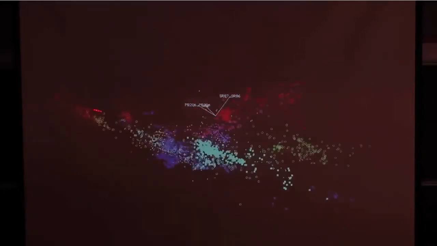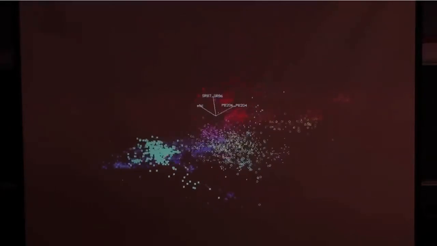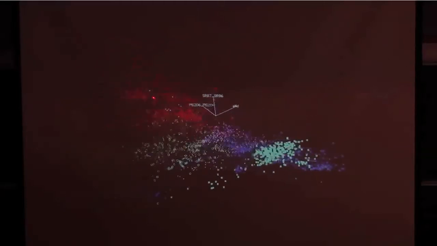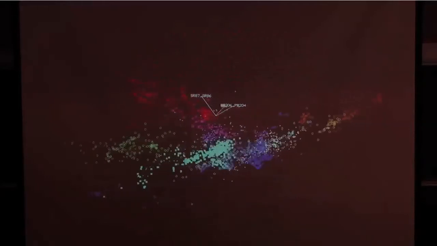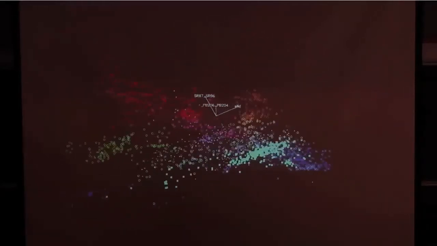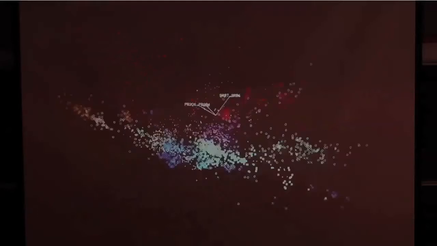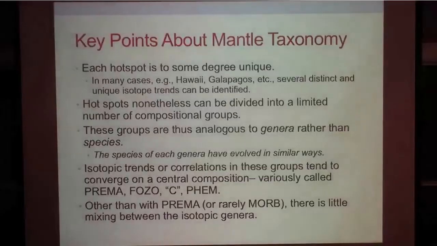But one thing we see is that all of these trend back towards the center. Okay, and what you don't see is any evidence of mixing between EM2 and high mu. Instead, if there's mixing occurring, it's always just going back to this center point. And I think that's an important point. All right, let's move on.